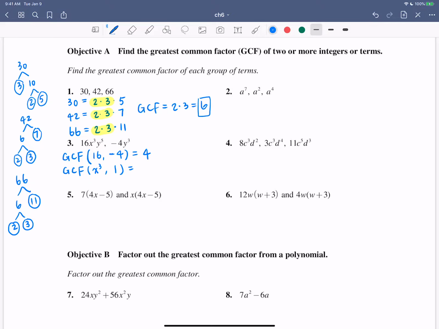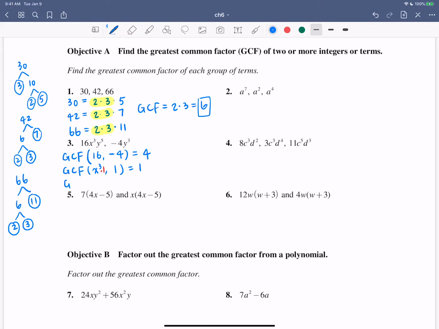And then check out these two. What is the greatest common factor? What do they have in common? I would say both of them have 1. Because I could rewrite x cubed as x cubed times 1. Right? So that made them having a common factor of 1. Now we're done with variable x.